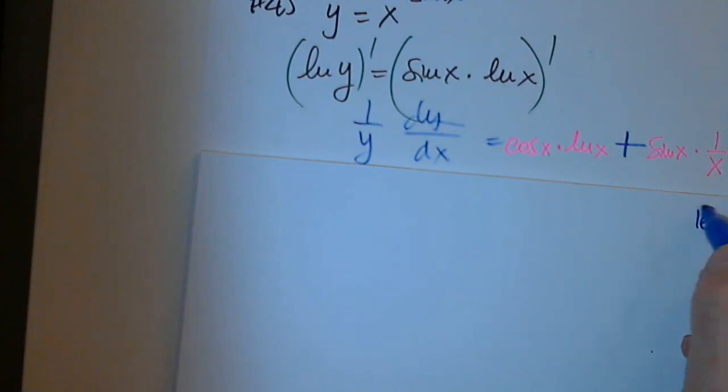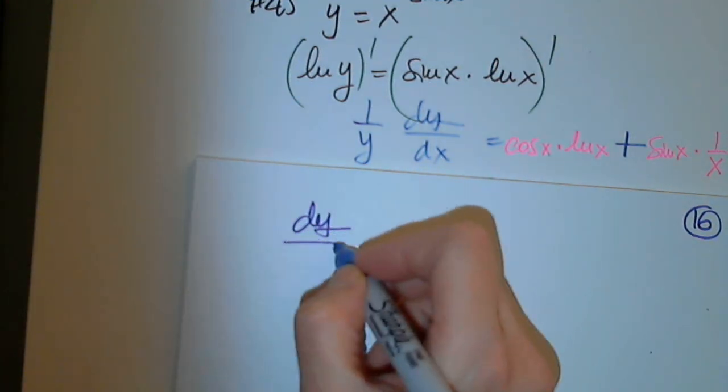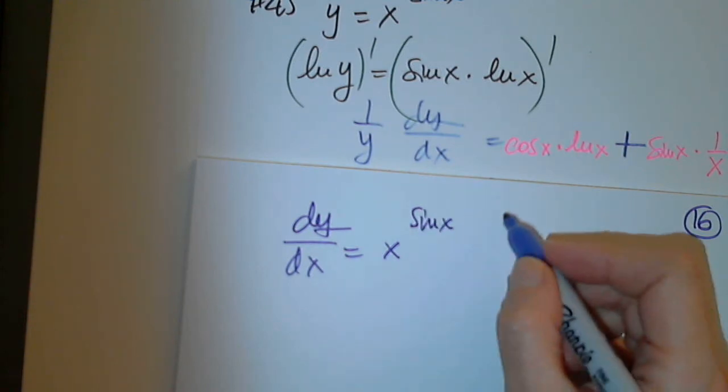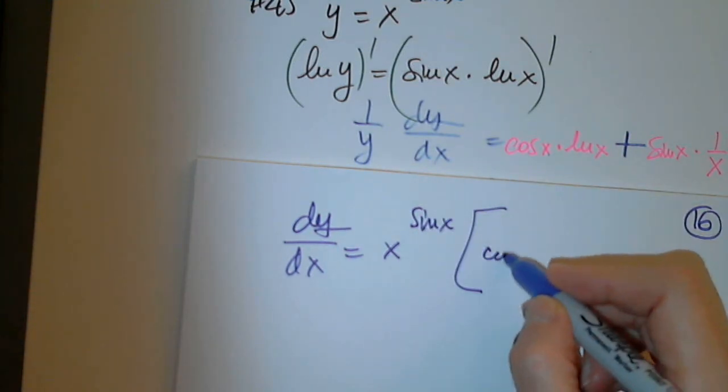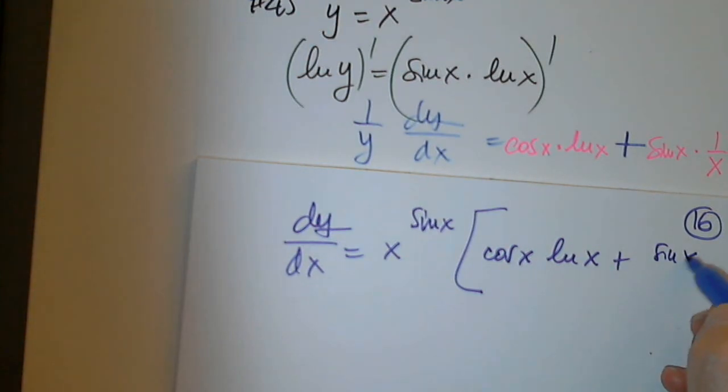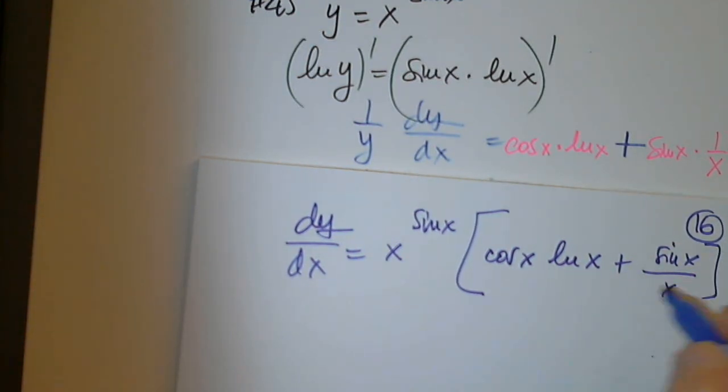Okay, so final step, dy over dx equals x raised to sine x, and I copy the rest. Cosine x times natural log x plus sine x over x.